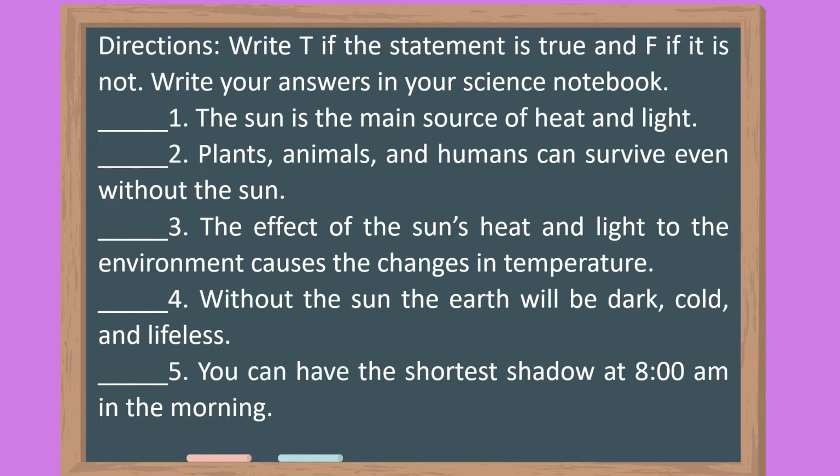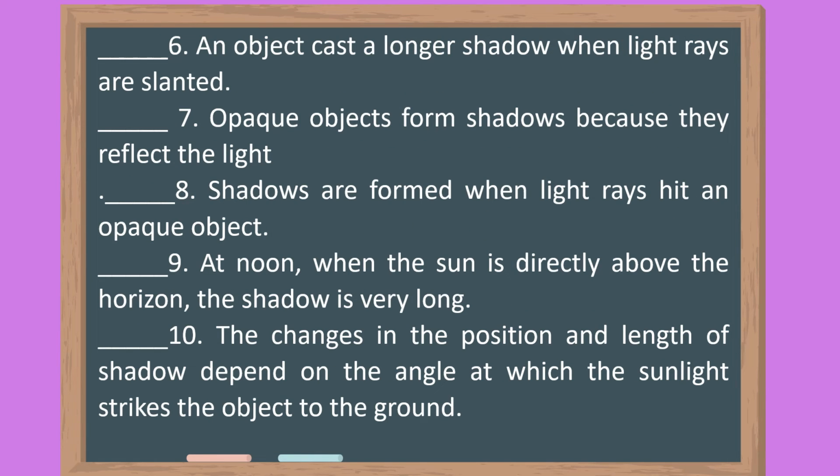5. You can have the shortest shadow at 8 a.m. in the morning. Number 6. An object casts a longer shadow when light rays are slanted. 7. Opaque objects form shadows because they reflect the light. Number 8. Shadows are formed when light rays hit an opaque object. Number 9. At noon, when the sun is directly above the horizon, the shadow is very long. 10. The changes in the position and length of shadow depend on the angle at which the sunlight strikes the object to the ground.